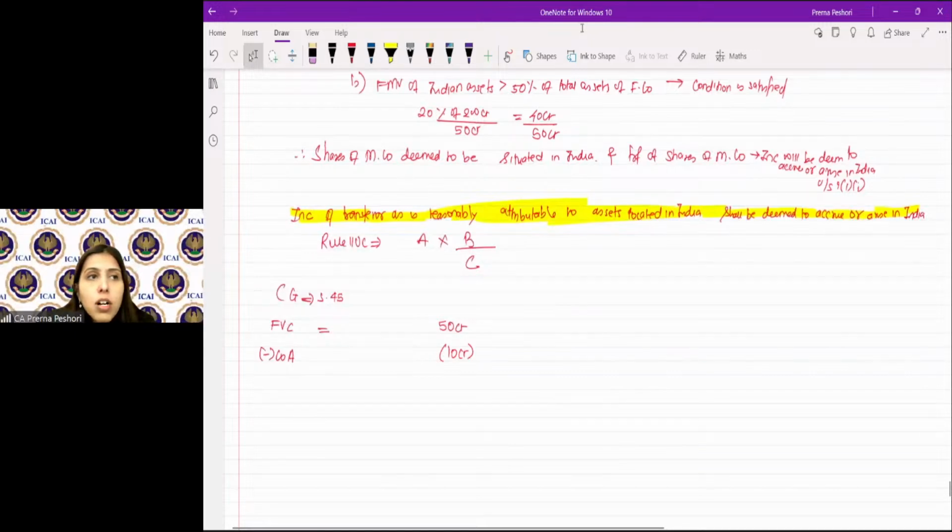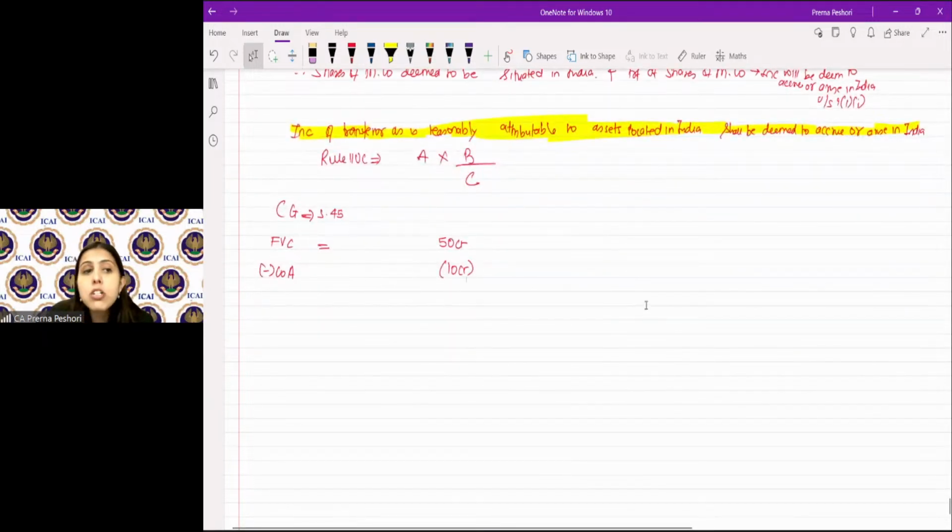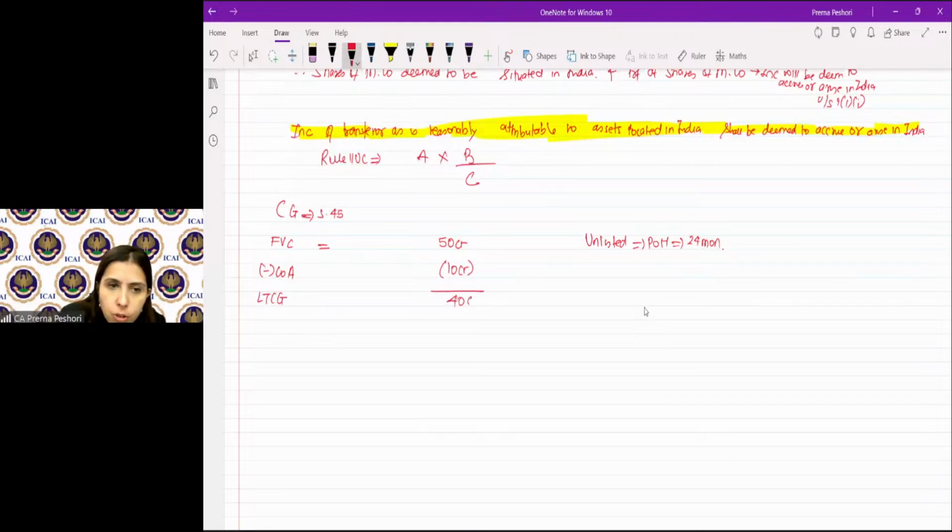Because it is unlisted shares, it is not listed on the recognized stock exchange. Even if, for example, this would have been listed on the Mauritius Stock Exchange, still it would be unlisted in India because it should be listed on the recognized stock exchange in India. So this is unlisted. So the period of holding is 24 months, isn't it? So it is held for more than 24 months. So this is the long-term capital gain of 40 crores.